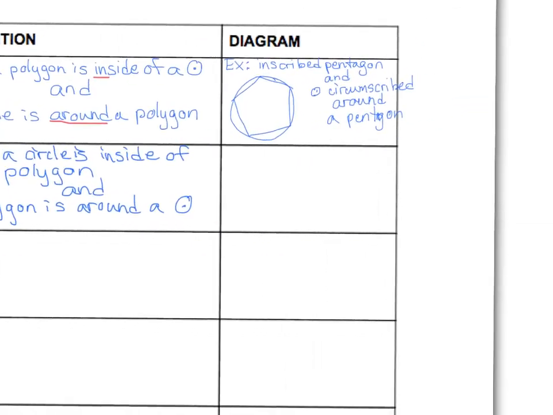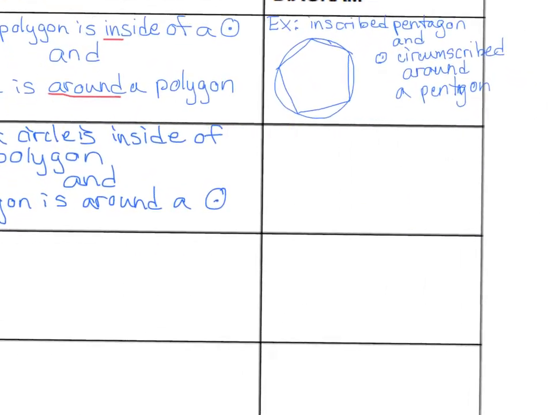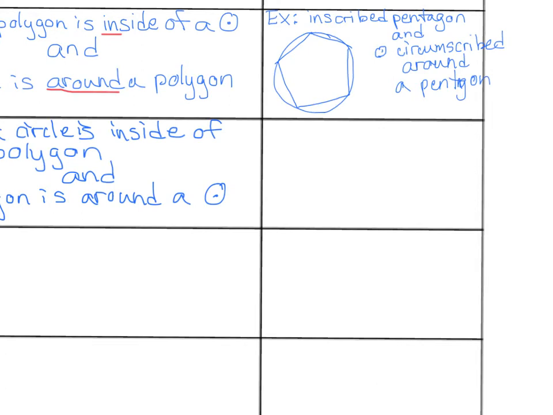So the definition, or excuse me, the diagram that goes with that would be a situation where, let's say we had a triangle and then a circle inside of it. This would be an example of an inscribed circle.